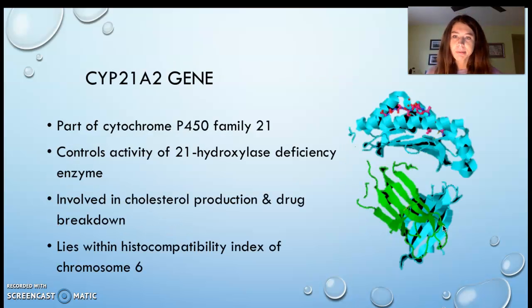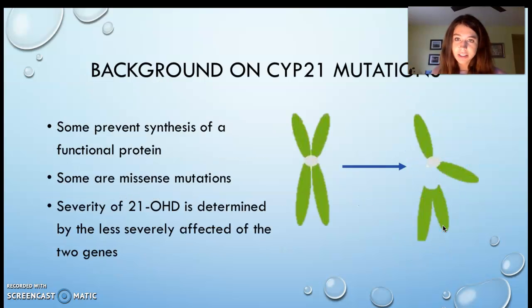So a little bit about the CYP gene. It belongs to a family involved in cholesterol production and drug breakdown, and it lies within the histocompatibility index of chromosome 6. That's really important when we get to gene conversions, which I'll explain later in the analysis.